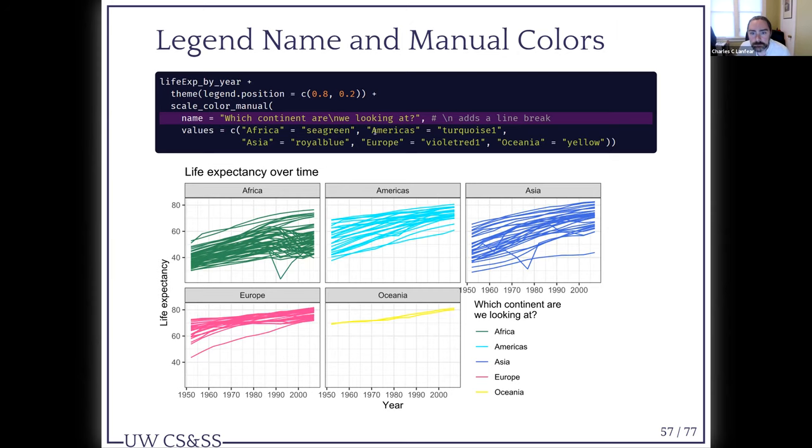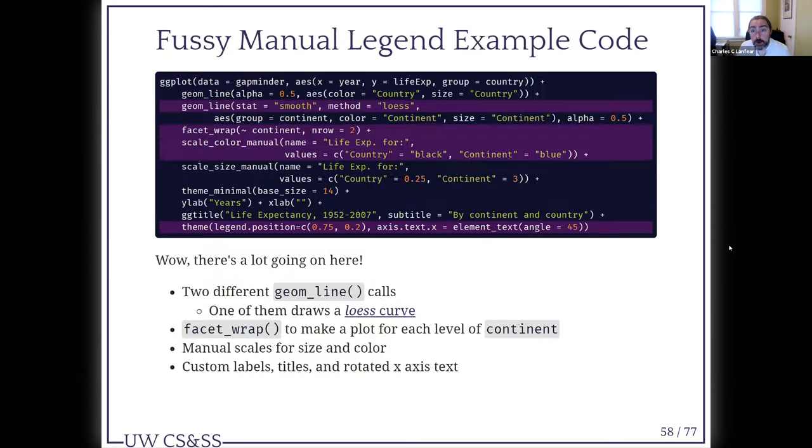Okay. So here's an example of an ugly, massive code plot that we're going to walk through that has a bunch of manual stuff in it to give you an idea of how much you could manually set to do weird, finicky plots. This isn't necessarily the most elegant syntax to do this, but it's an example of something you could do.